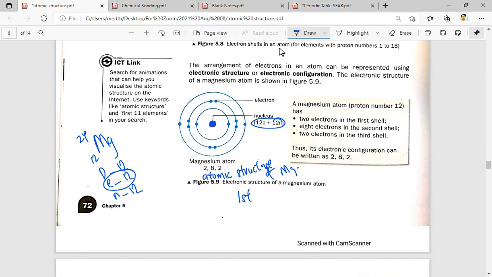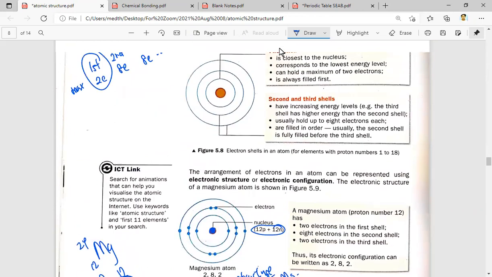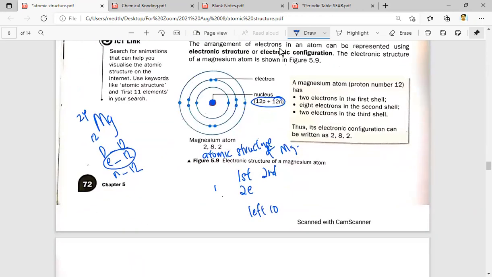So if I've got 12 electrons, in my first shell I hold 2 electrons, and I'm left with 10. Then of course, the 10 must go into the second shell. The second shell, as we mentioned, can only hold a maximum of 8 electrons. So I put another 8 electrons here, and I'm left with 2 electrons. Hence the rest go into my third shell. That's why the electronic configuration is 2, 8, 2. First shell maximum 2, second shell maximum 8. The remaining amount will go to the third electron shell.